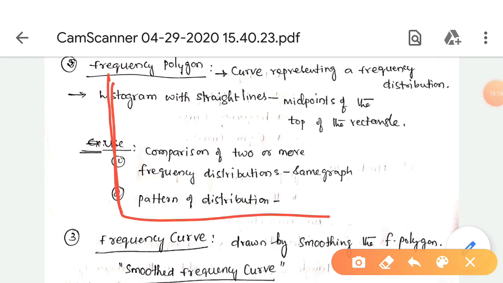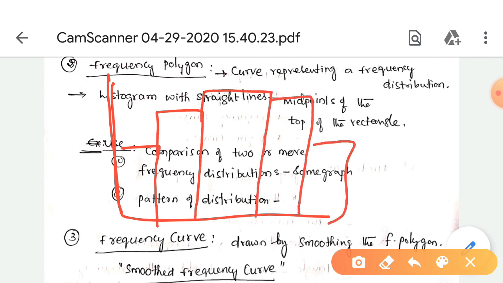Here, this is the histogram. We have to draw the polygon. So the midpoints, these are the midpoints.